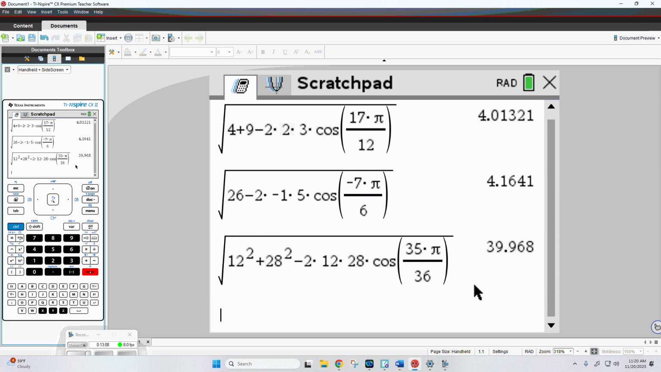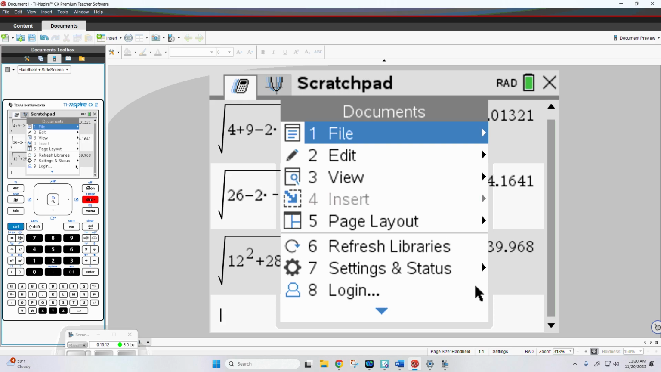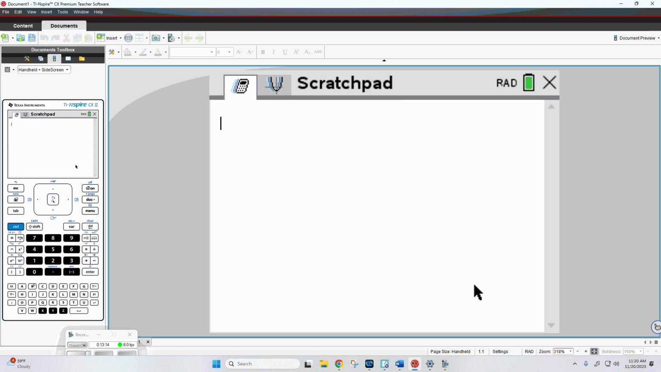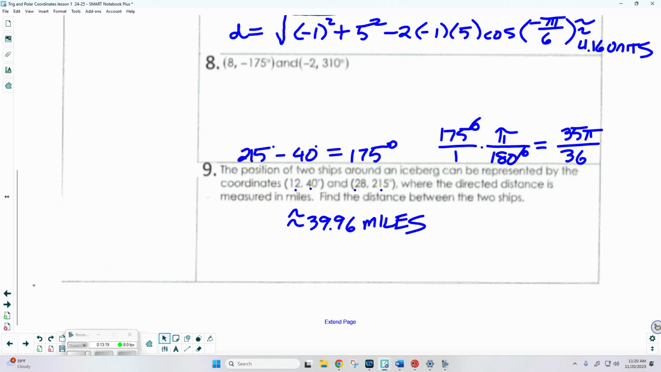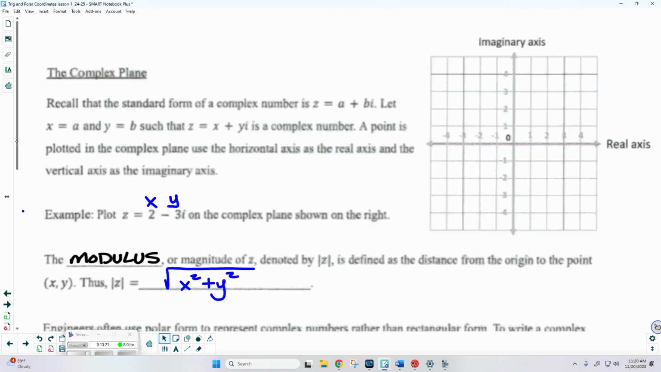Questions? Okay. So the only trick to these is, if they ask you something like this on the AP exam, being able to recall that formula. That's going to be the only thing. All right. Let's switch gears a little bit. Final page of our notes. Let's go ahead and talk about the complex plane.